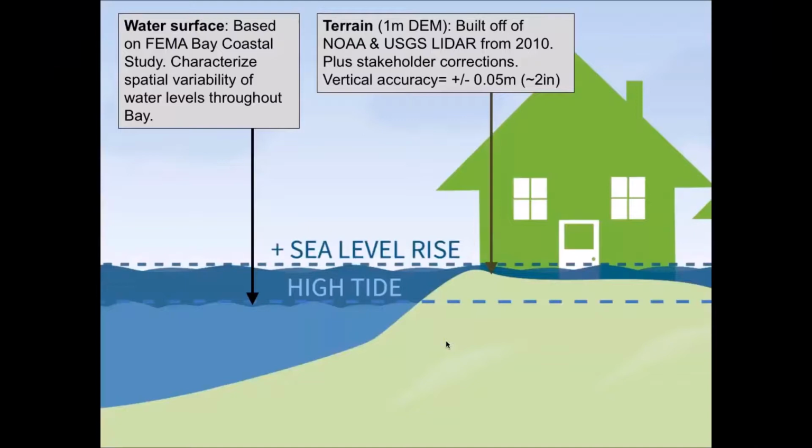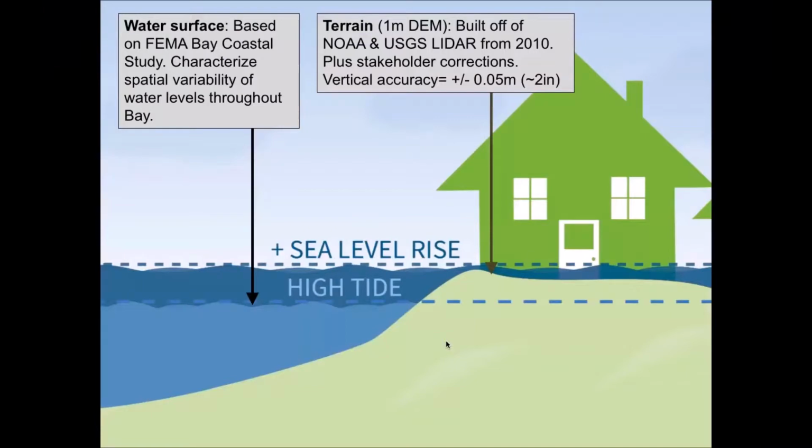With this in mind, there's 2 primary data inputs into the map, a water surface created by FEMA and terrain data based on remote imaging from NOAA and USGS. To understand what the water surface looks like today, we built off of the FEMA Bay Coastal Study, which characterized the spatial distribution of water levels across the bay.